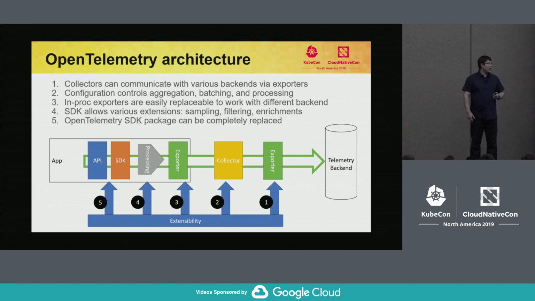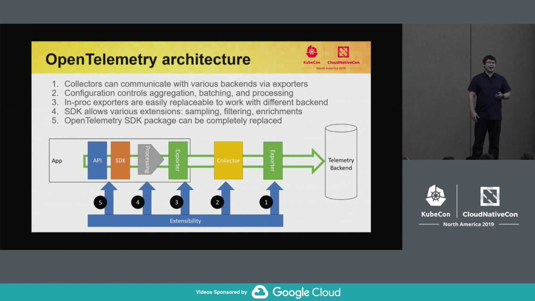Fourth extensibility point is the same sampling, processing, and enriching of telemetry that you saw in the collector, but this one is happening in process. Sometimes you need to do it because of performance reasons, and sometimes some attributes that you want to associate with your telemetry are simply not available in the collector.